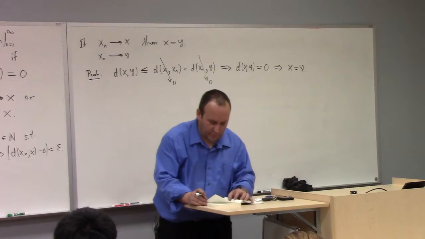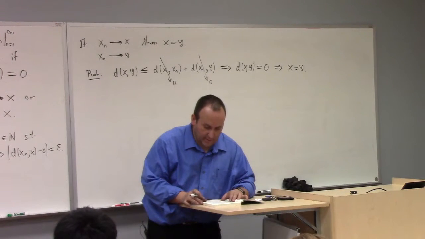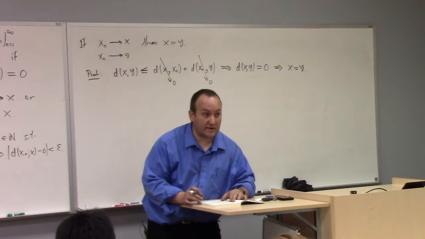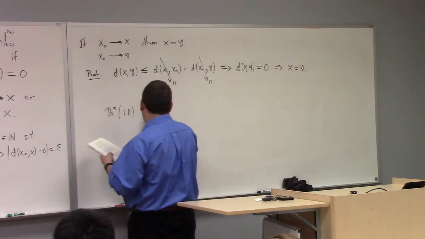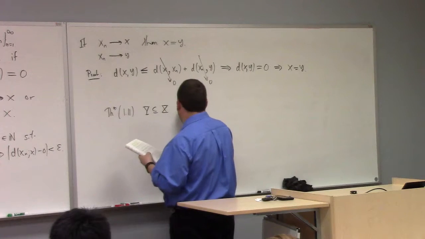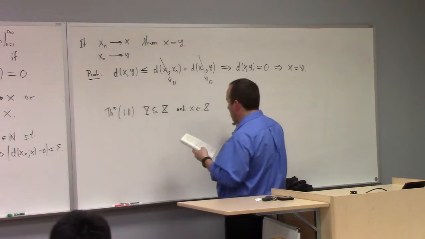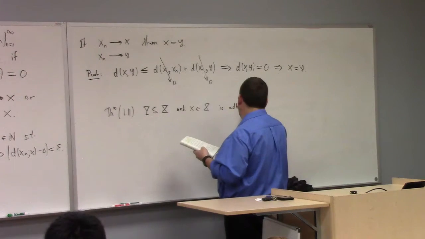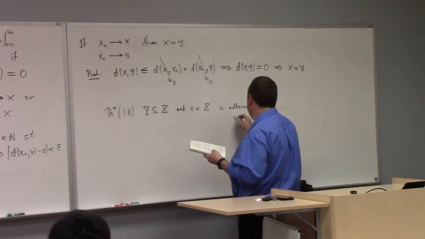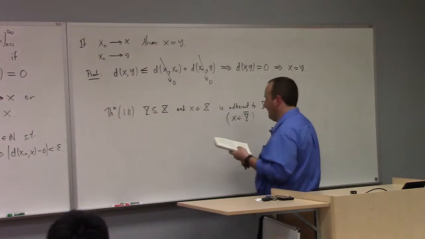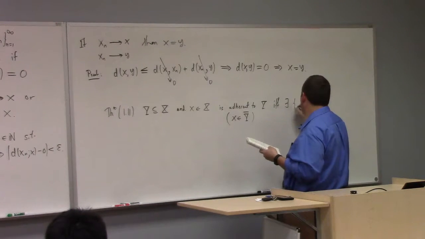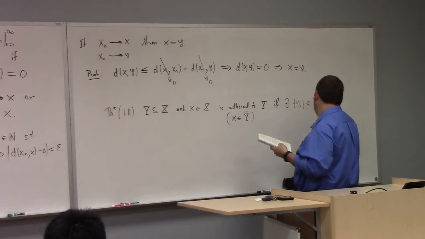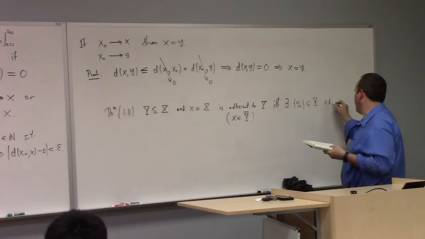Now, Theorem 1.11 says: let Y be a subset of the metric space X. Then x, an element of X, is adherent to Y, which is another way of saying what? x is an element of the closure, if and only if there exists a sequence, let's say y sub n, subset of Y, such that yn goes to x.